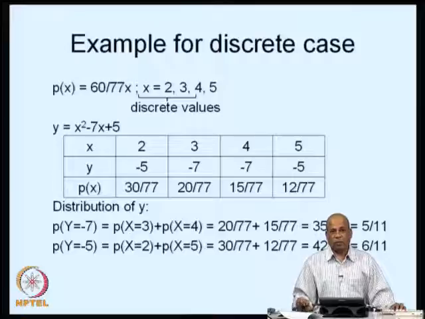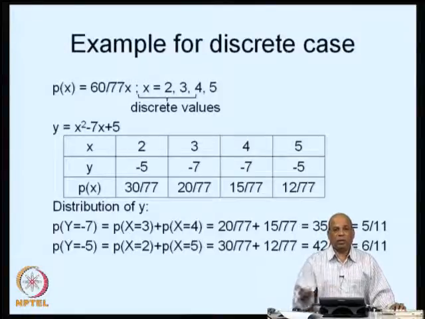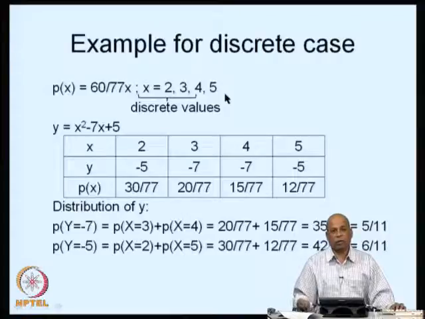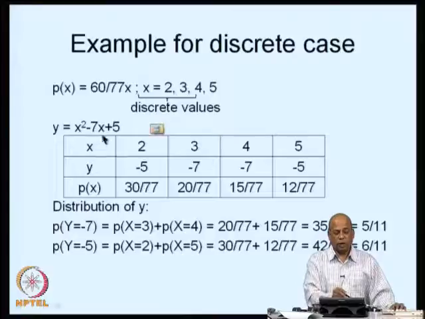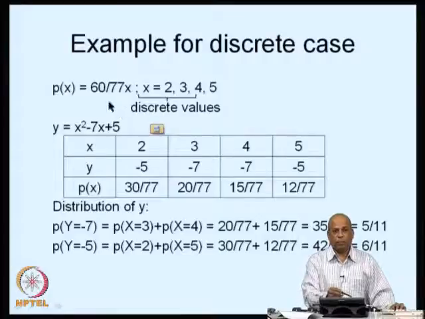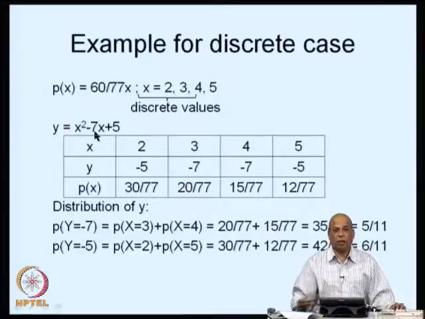See, for example, we have the probability mass function p of x is equal to 60 divided by 77 x, and x takes on the values 2, 3, 4 and 5. So, x takes on only discrete values, and we define a function y is equal to x square minus 7x plus 5. Knowing the probability mass function p of x, we are interested in getting the probability mass function of the random variable y.